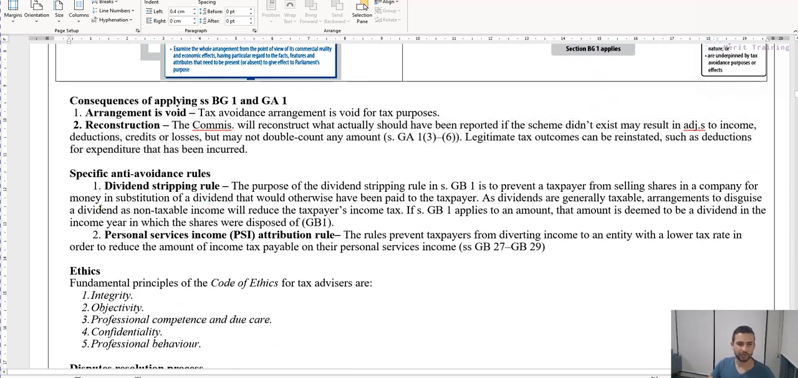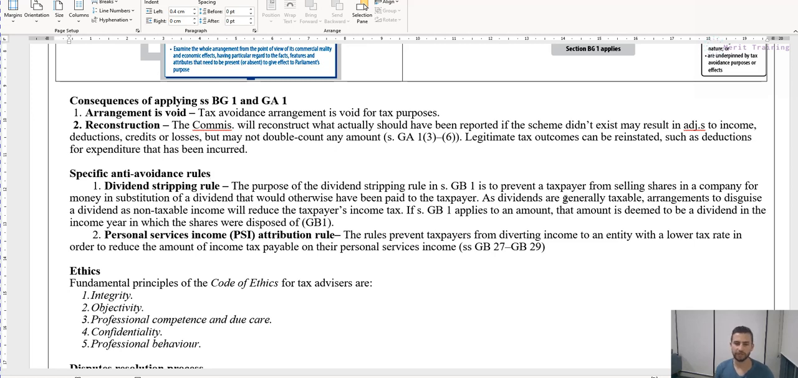Now there's also a couple of specific anti-avoidance rules which I wanted to talk about. Obviously there are more anti-avoidance rules, but these are the really important key ones. The first one is dividend stripping. The purpose of dividend stripping under section GB1 is to prevent a taxpayer from selling shares in a company for money in substitution of a dividend that would have otherwise been paid to the taxpayer. As dividends are generally taxable, arrangements to disguise a dividend as non-taxable income will reduce the taxpayer's income tax.